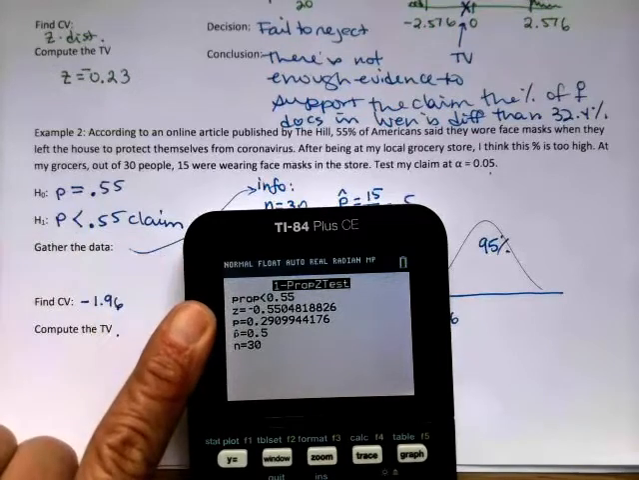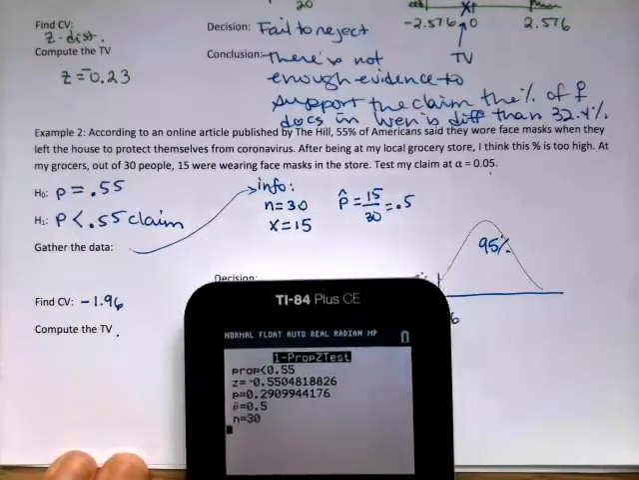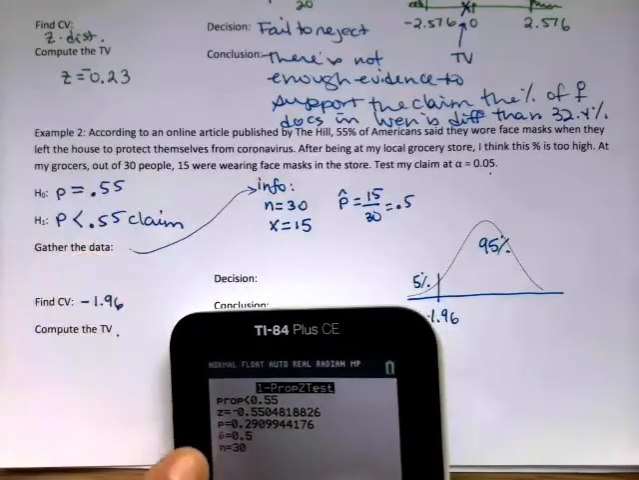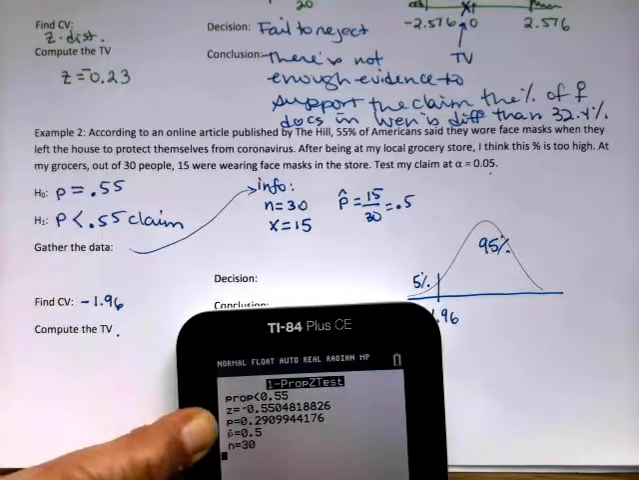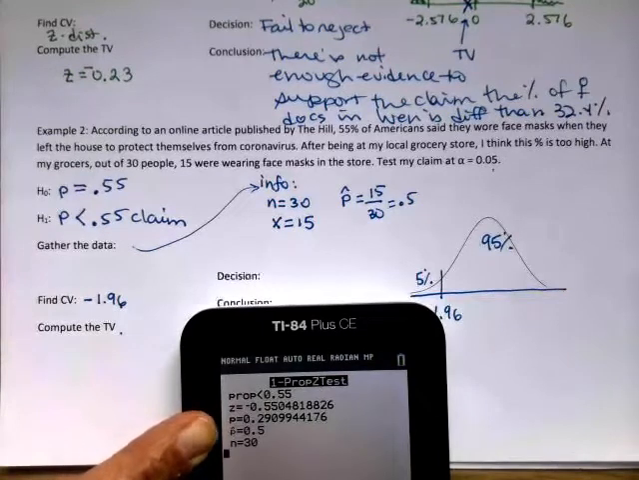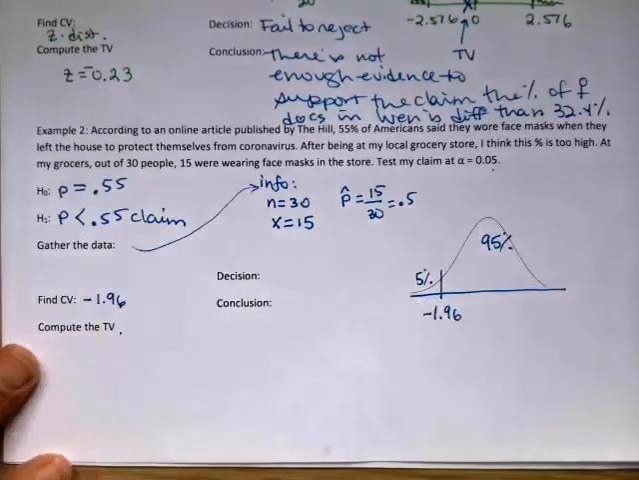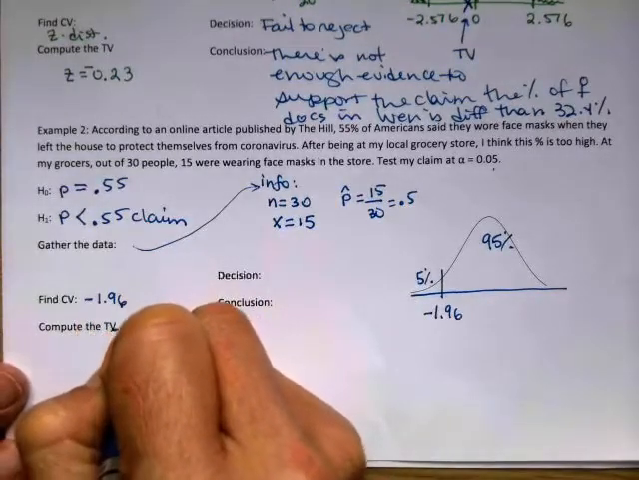There is our Z value, negative 0.55. They tell us P hat is 0.5. That P that's above it, your third line, don't worry about that yet. I will come around to it. This is called the P value, and we can use that as well to make our decisions. But for right now, we're going to use our test value, that negative 0.55.